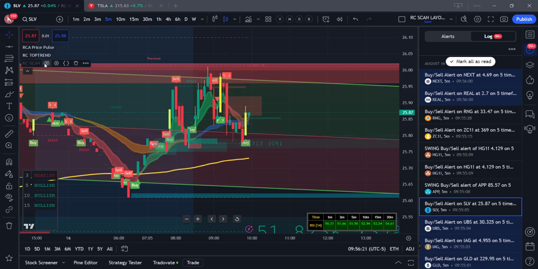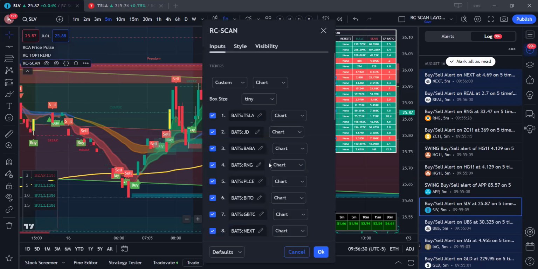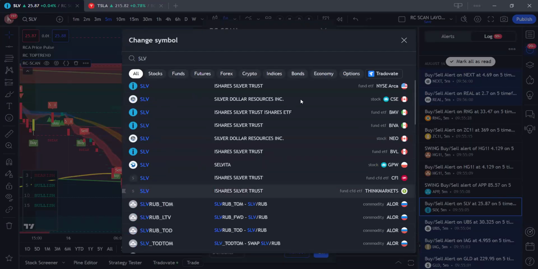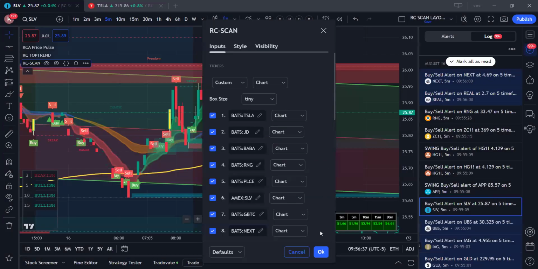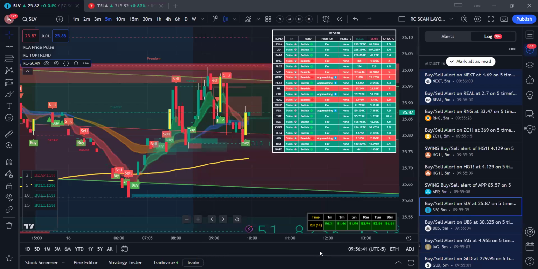Earlier we saw that in the scanner, silver has a lot of buyers. Similarly, when silver is bullish, if you see this, it will be showing more number of sellers, so we can avoid it.